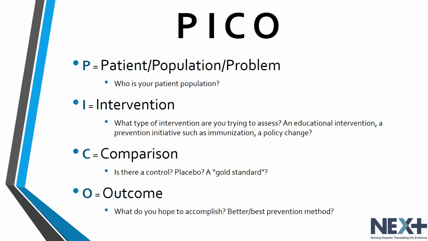C represents comparison. Is there a control group that you are comparing? Or are you comparing your intervention with the gold standard of care? Sometimes your question may not have a comparison group, and that is okay. And O is for outcome. What do you hope to accomplish?